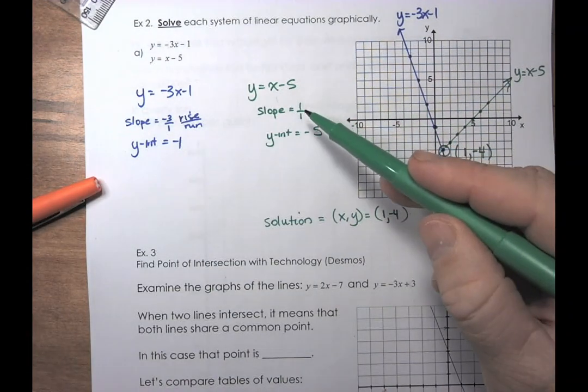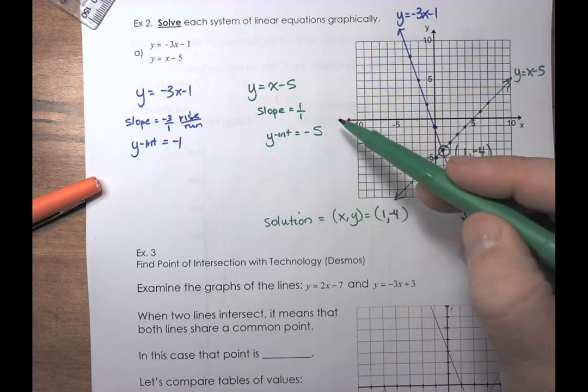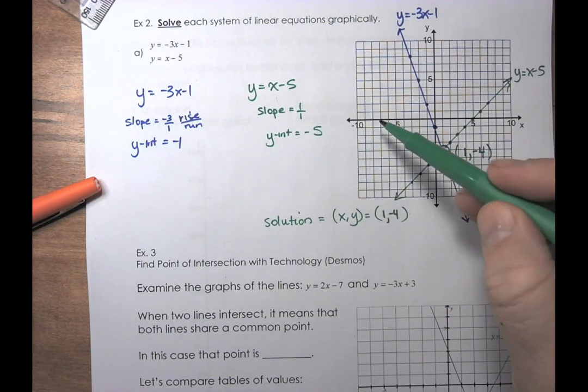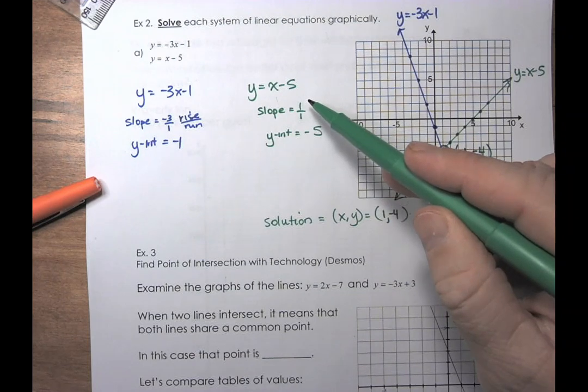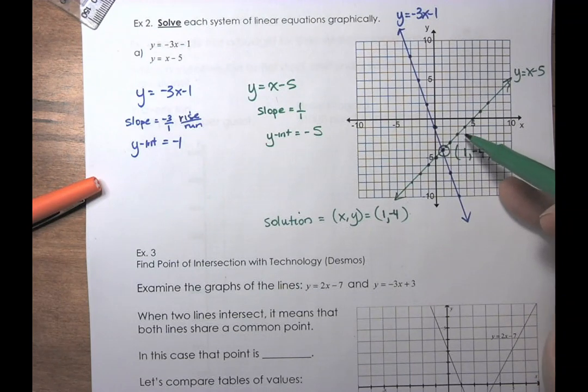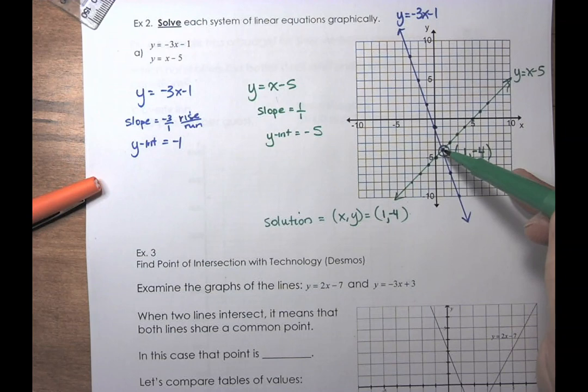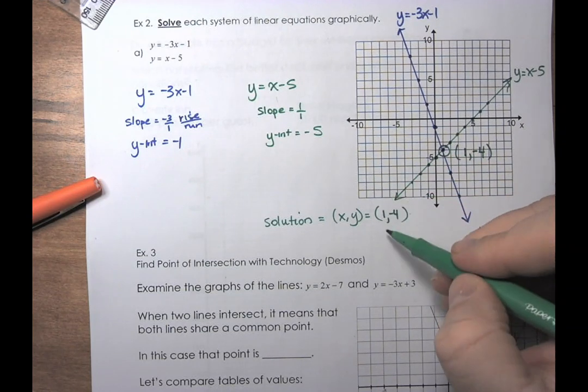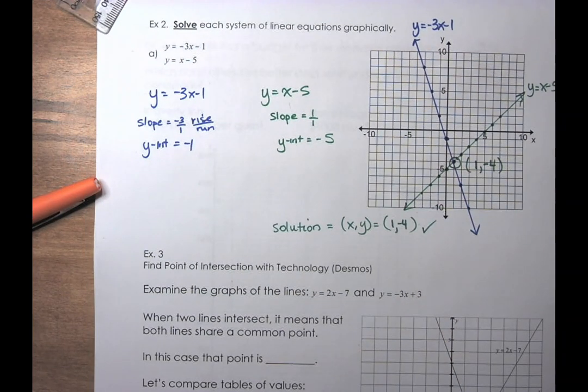Then I took my green marker here. My y-intercept is negative 5, and I have a slope of 1 over 1. So I'm going to go over 1, up 1. All right. And then drew that line. Then I found my point of intersection of 1, negative 4.